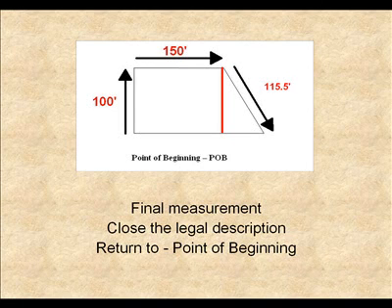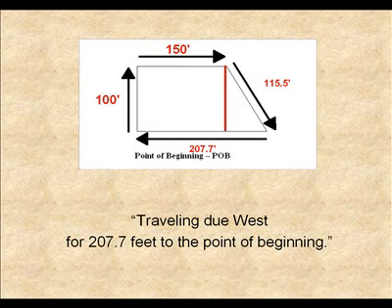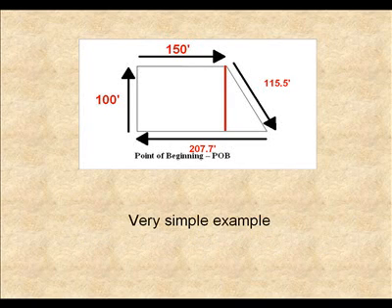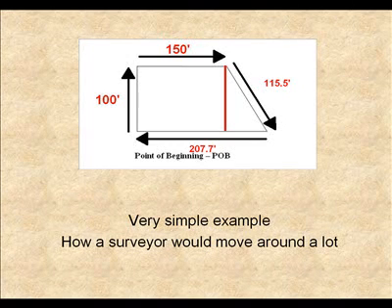The final measurement would close the legal description, meaning it would return it to the point of beginning. This description would read, traveling due west for 207.7 feet to the point of beginning. Please note, this is a very simple example showing how a surveyor would move around the lot.